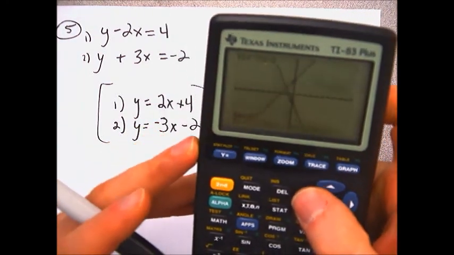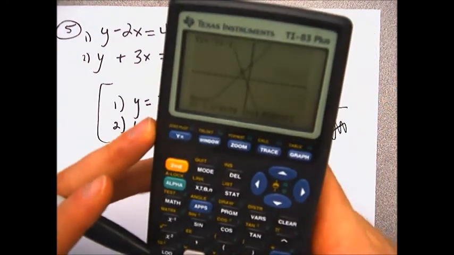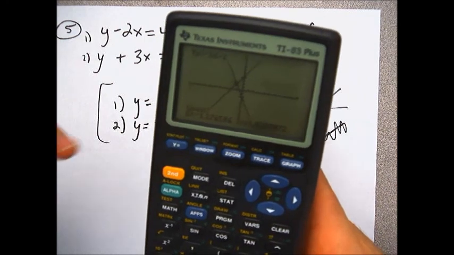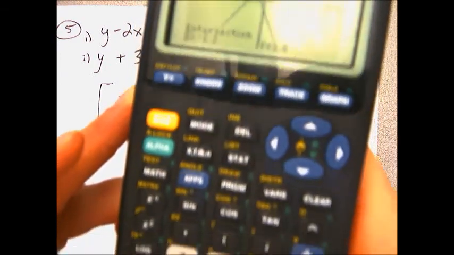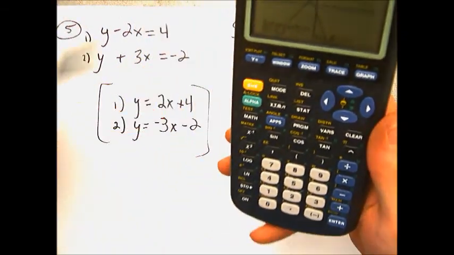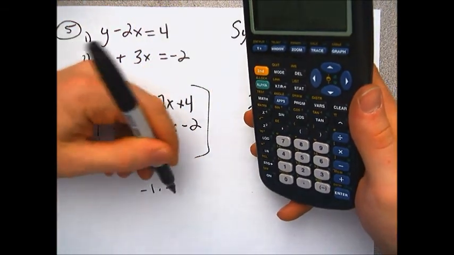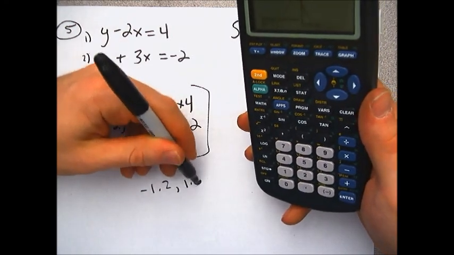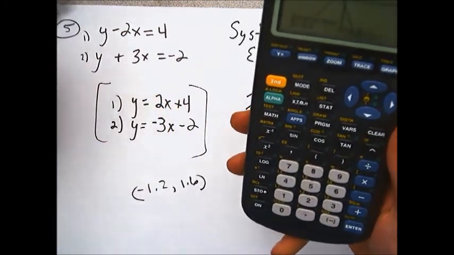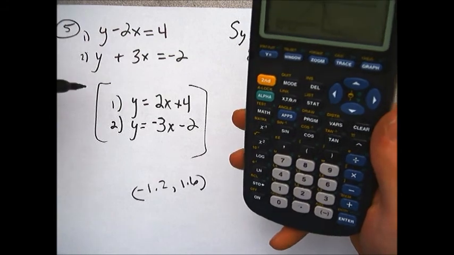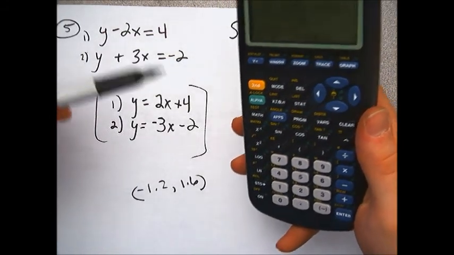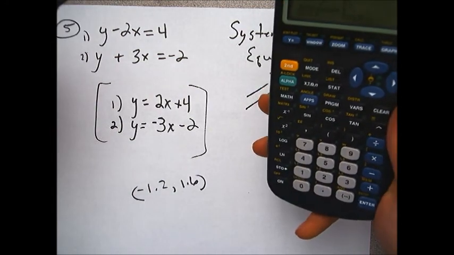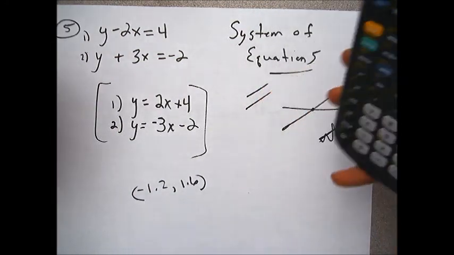And now when it says guess, you want to line up your cursor directly over top of the intersection point. Let's see if we can get it there. So right over the intersection point and hit enter. And I know it's hard to see here, but you should be coming up with negative 1.2 comma 1.6. My advice would be to try this problem while you have the video here. Make sure you can make the calculator give you the same answer, and then that way you can verify you know what you're doing.